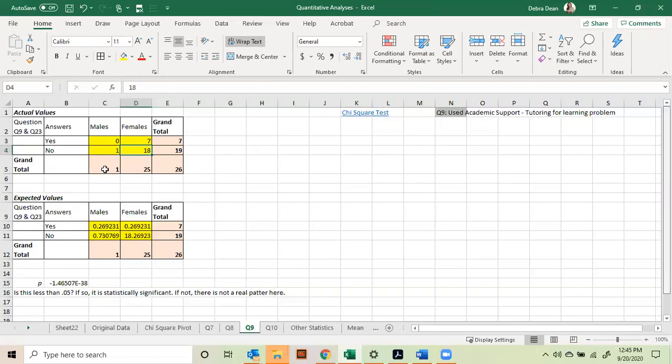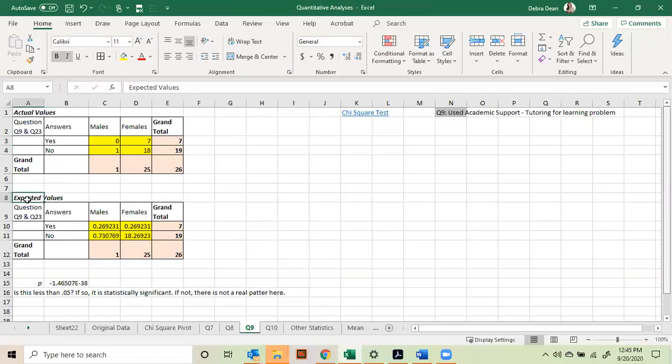This then we want a total. Now I have these automatically set up to sum. You'll see the formula here. So we're summing this column. Then here we're summing how many females in total. And then we're going to sum the grand total of males and females, which is 26. We also want to sum the grand total of yes and the grand total of no.